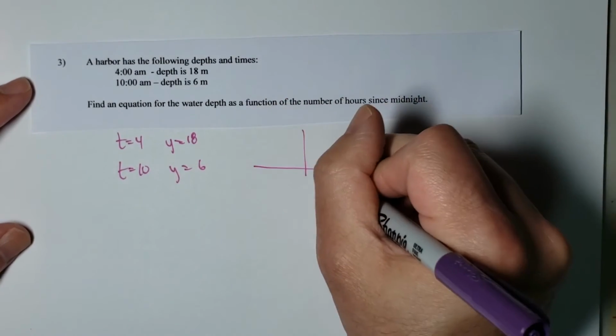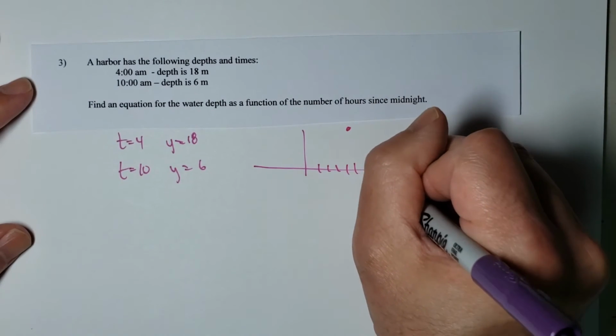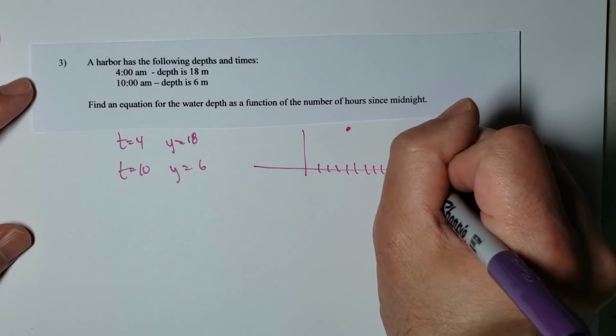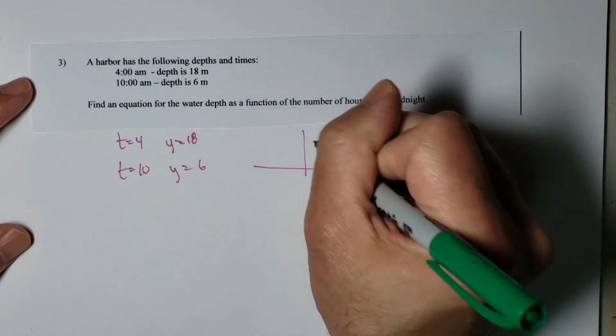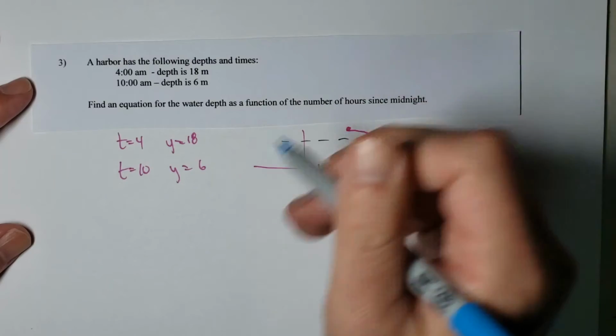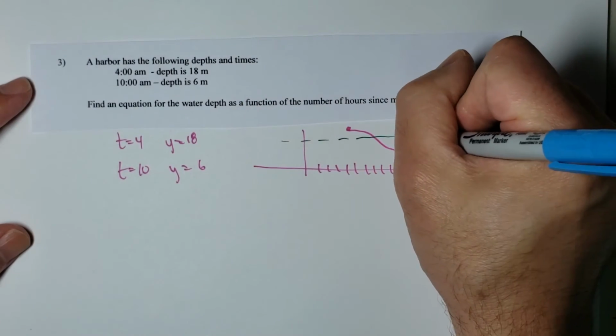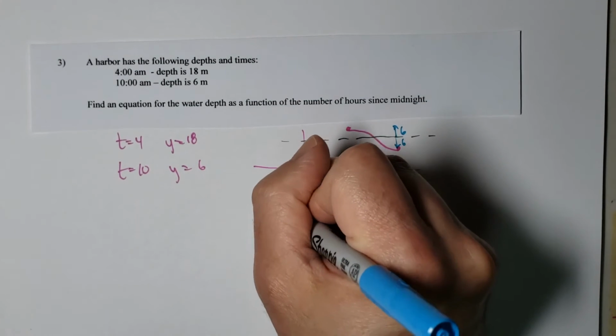Quick sketch. 1, 2, 3, 4, 18. 5, 6, 7, 8, 9, 10, down to 6. So it's going to look like that. Draw a midline. I need the number in the middle of those. This whole distance is 12, so it's 6 up, 6 down. So the amplitude here is 6.